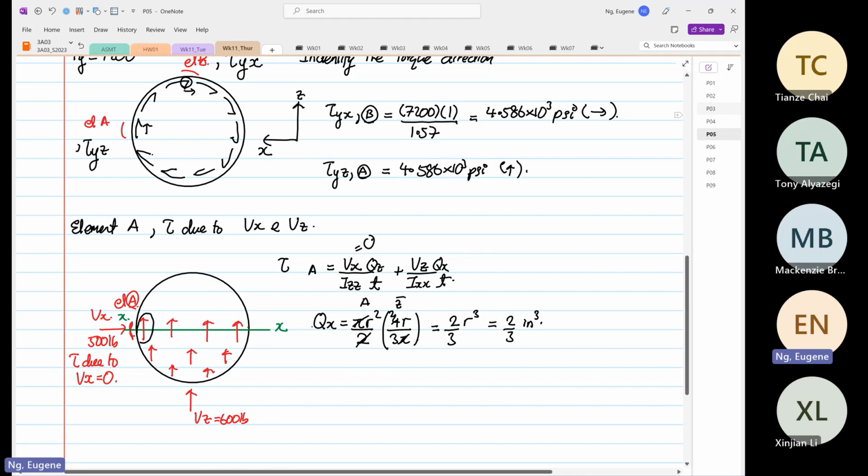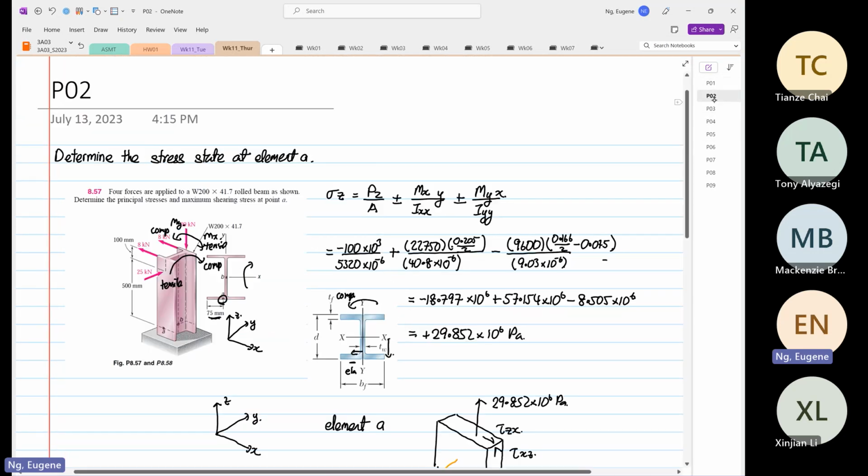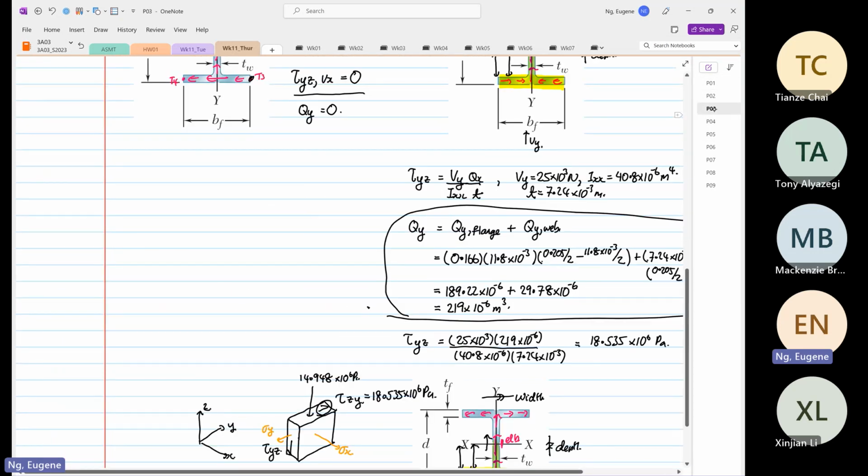You know this arrow over here is pointing towards the Y. So the shear plane is Y and in the Z direction. The shear flow is going in the Z direction. So this will be equal to Vz 600 times 2/3 over the Izz and Ixx is equal to what? Is equal to, we calculated this.